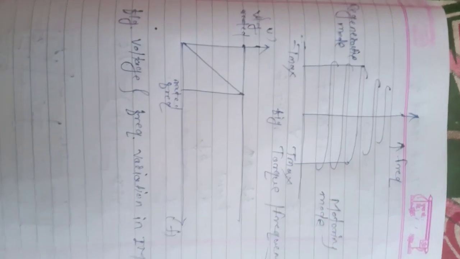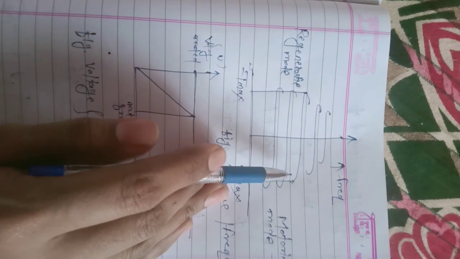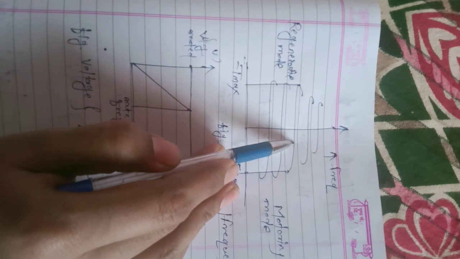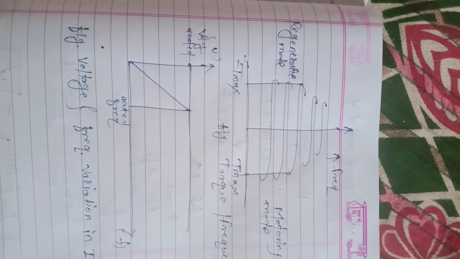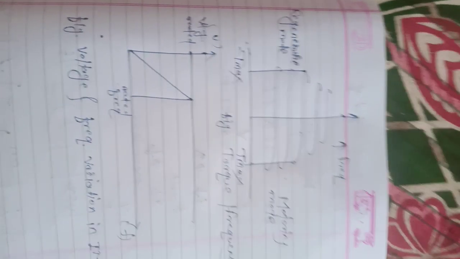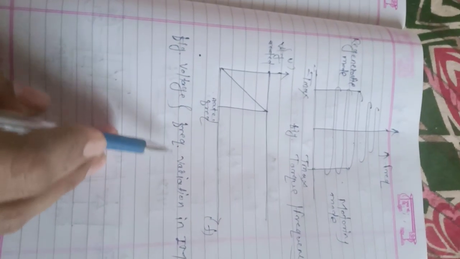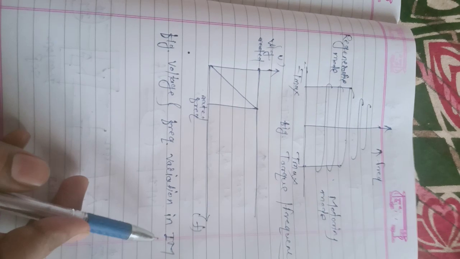Okay. Then these are the torque frequency characteristics. What does this curve show? It shows that the speed control and braking operation are available from nearly zero speed to above synchronous speed. And also these are the characteristics for voltage and frequency variation in induction motor.